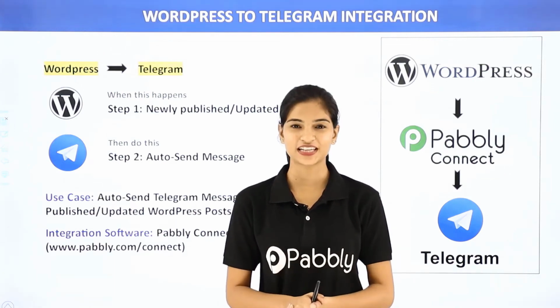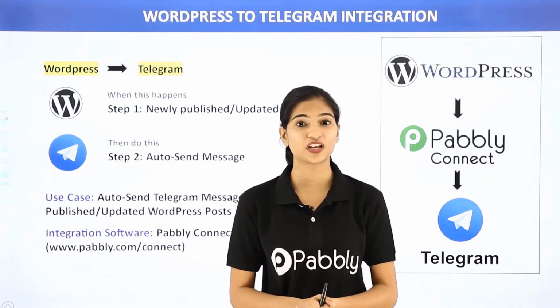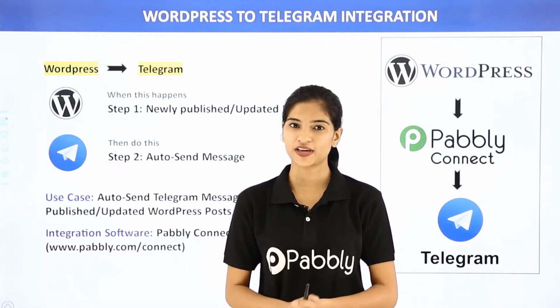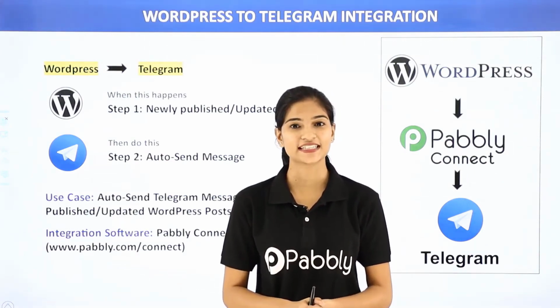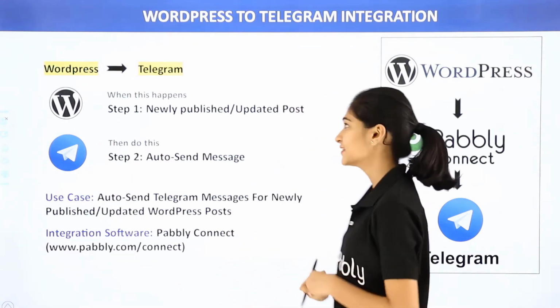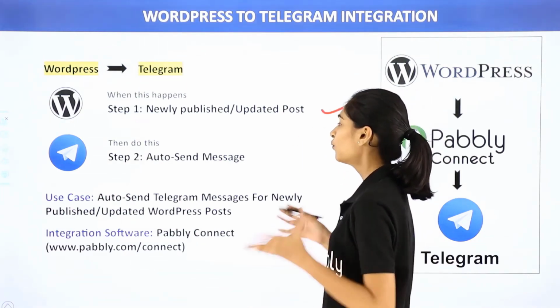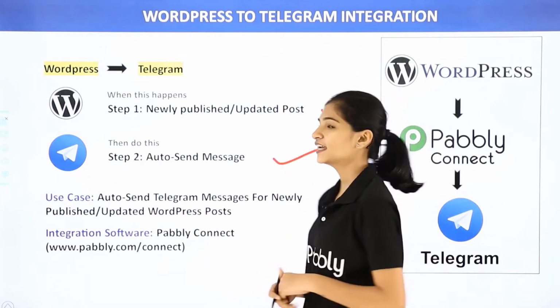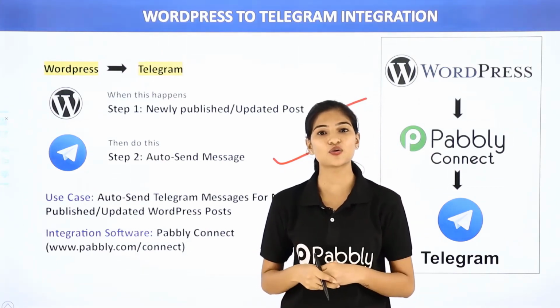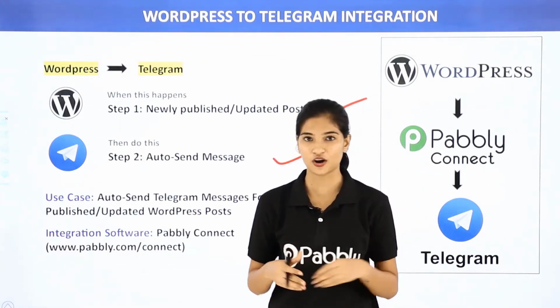Hello everyone, welcome to Pabbly Connect. Today in this video, we are going to integrate two software applications, WordPress and Telegram. So the use case here is, whenever a new post is published or updated in WordPress, we want to send message automatically in Telegram. First, let us know what these two software applications are all about.